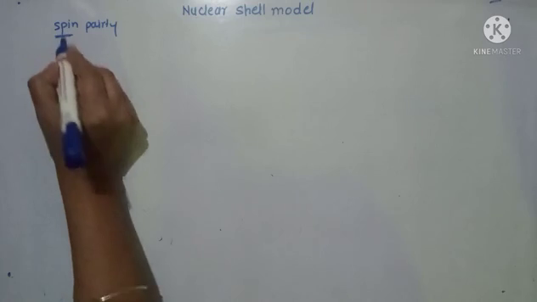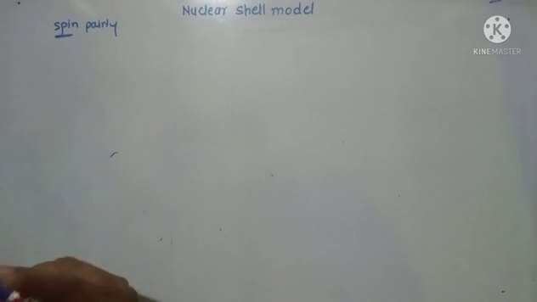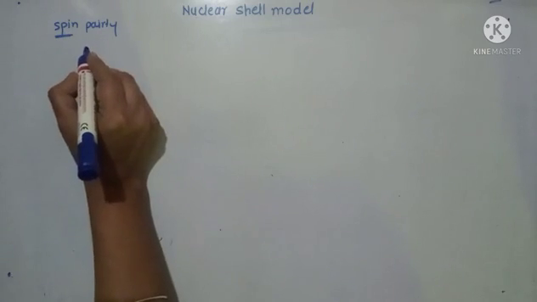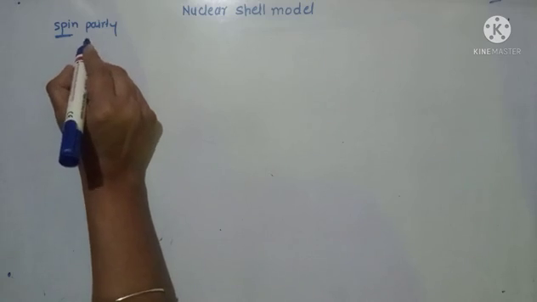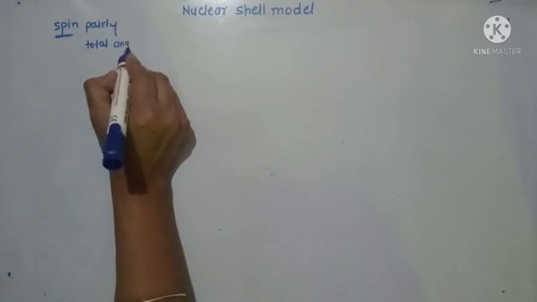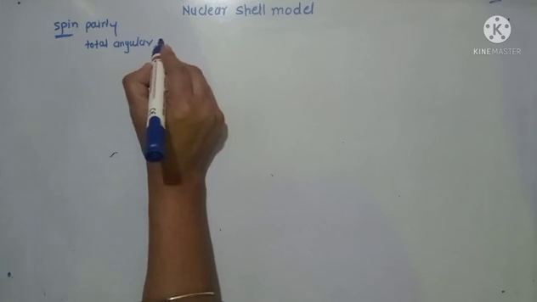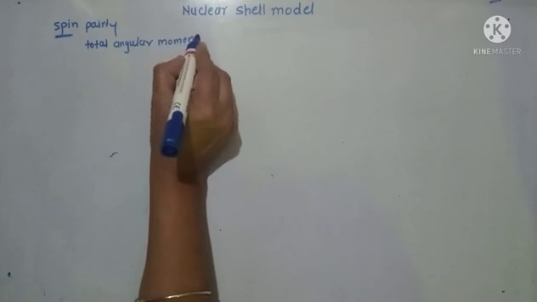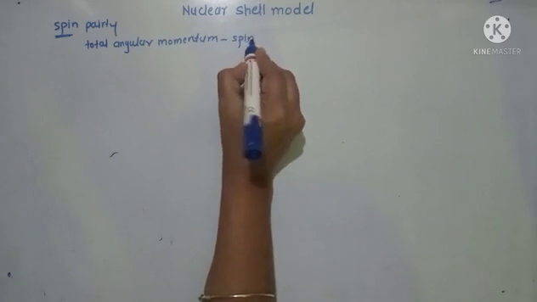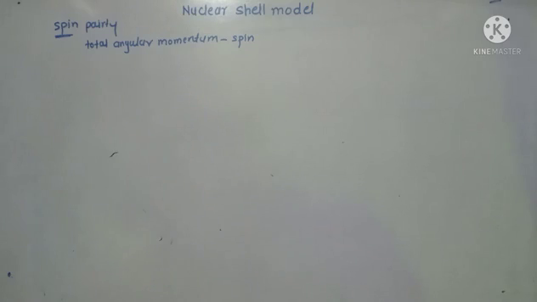Here in nuclear and particle physics we use the term spin not for the spin angular momentum but for the total angular momentum of the nucleus. So total angular momentum is nothing but the spin of the nucleus. And what is the parity? The parity is the wave function related to this total angular momentum.